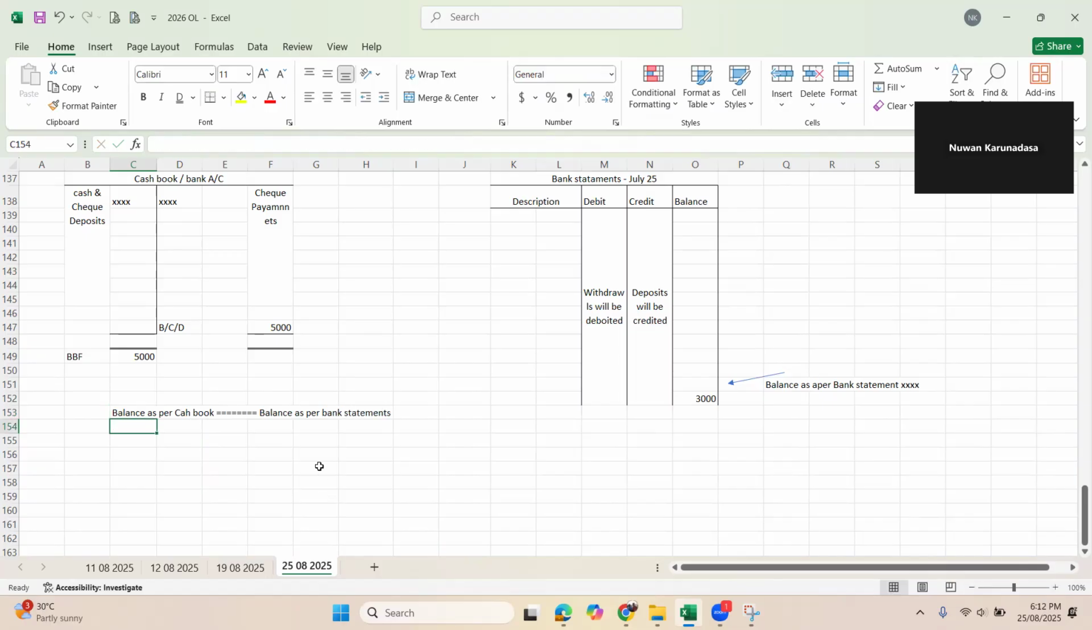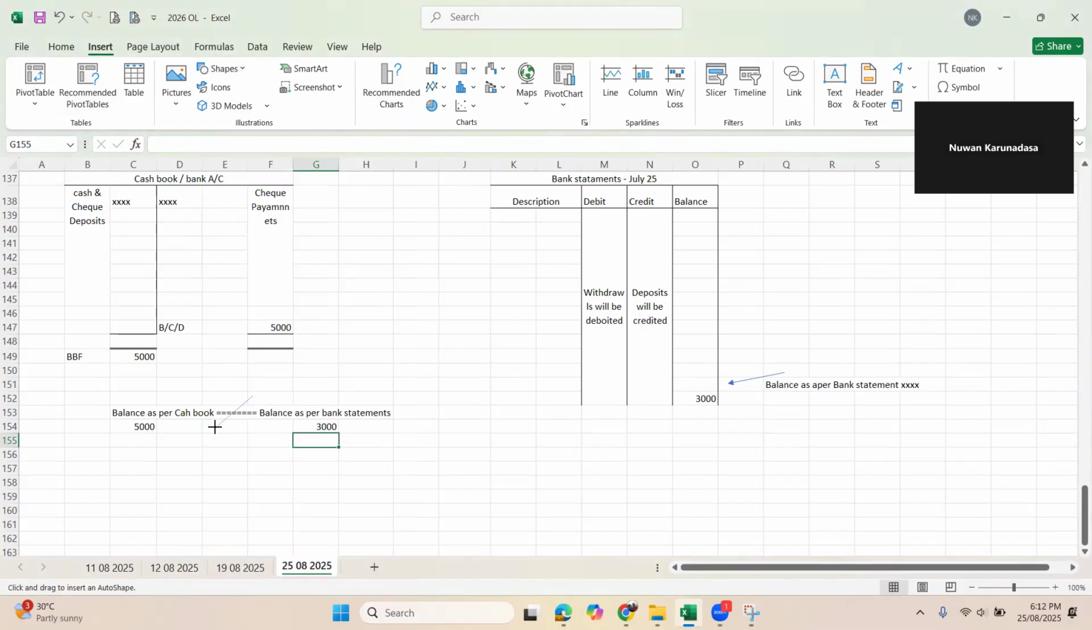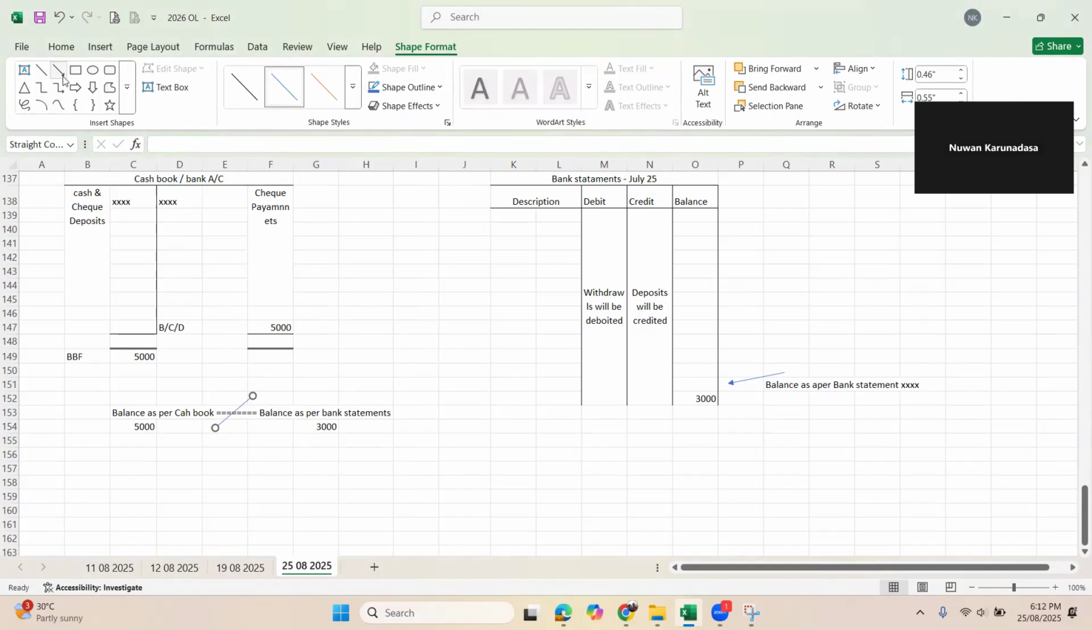Now see, very important point we have come across. As per your records, how much did the balance come? 5,000. As per the bank record, how much did the balance come? 3,000. Now you can see a difference between these two. Then you need to identify, if this does not tally, if this is not balancing, the reasons for the difference.